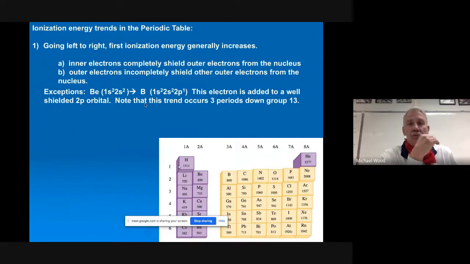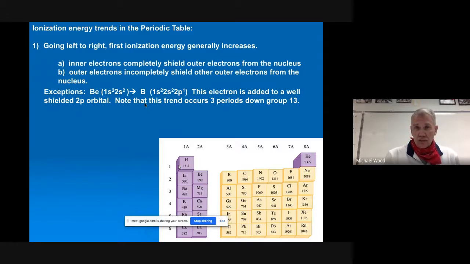So for beryllium to boron, again, the trend, and you can see the numbers as you go across a row, is that ionization energies are increasing. We've explained why: because the Zeff is going up, the effective nuclear force is going up because there's less shielding. Well, beryllium to boron is an exception. If you look there, beryllium's value is 899, boron's 800. Well, that's not showing the trend. Going left to right, it's not increasing.